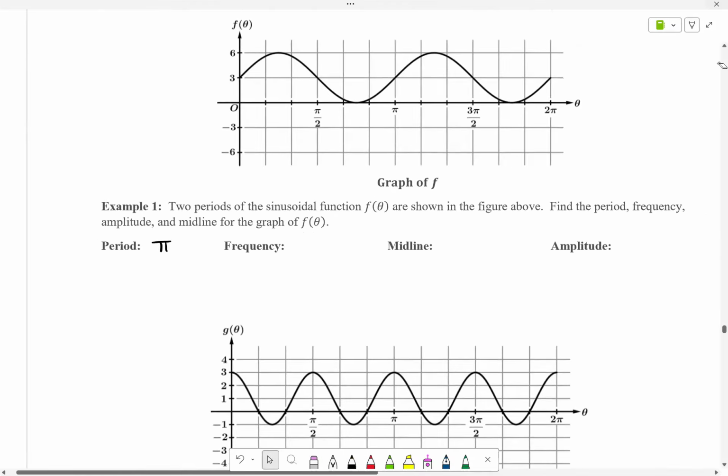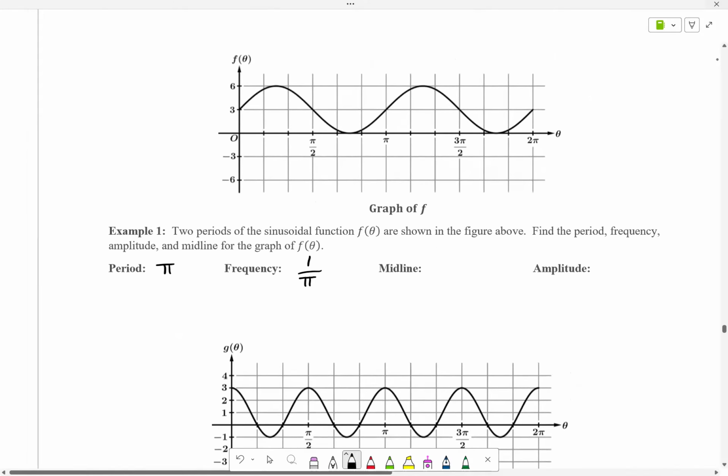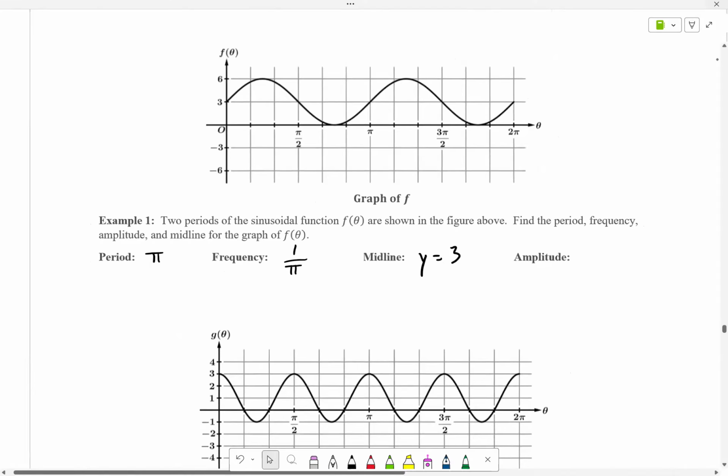On the count of 3, I'd like to hear the frequency. 1, 2, 3. 1 over pi. Midline on the count of 3. 1, 2, 3. Y equals 3. I need the full equation. Y equals 3. And can you please show me the amplitude? That distance is 3. We could draw in that midline here, and I may be asking you to do that on tests or quizzes. That'd be Y equals 3 right there. So you can see 3 up, 3 down.